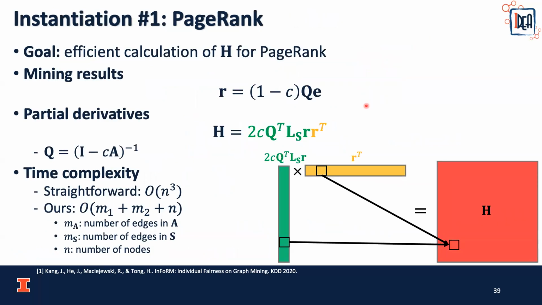A good thing is that for all three graph mining tasks we mentioned before, we can efficiently calculate this H matrix in linear time and linear space. For example, for PageRank, this H matrix actually has a rank 1 structure, and each vector, shown as the green vector and the yellow vector, can be calculated with linear time and linear space with the power method.